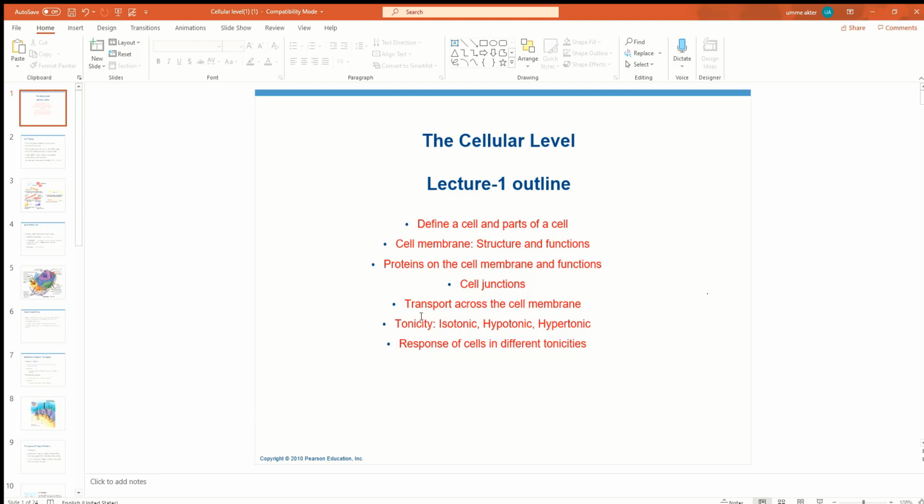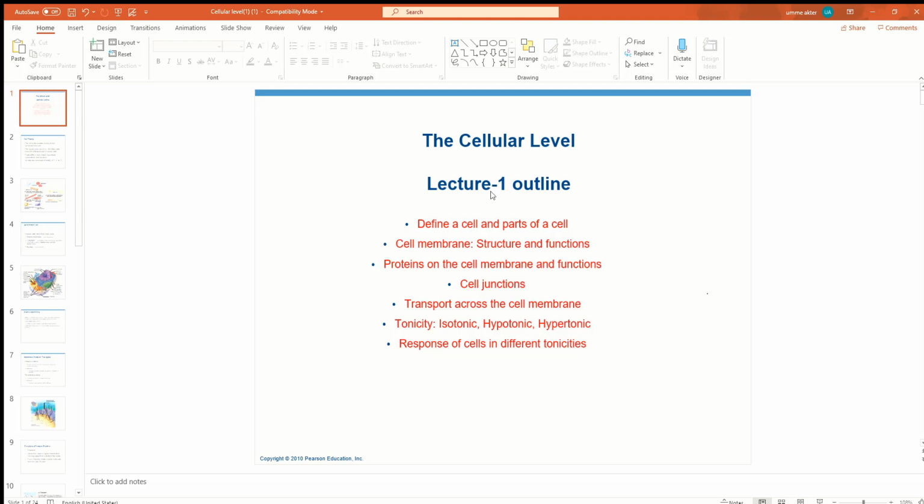Then we'll talk about the transport across the cell membrane. The cell membrane is a semi-permeable membrane. So how do the molecules cross the cell membrane, that semi-permeable membrane? There are different methods or ways of transport of the molecules across the cell membrane. So we'll talk about that.